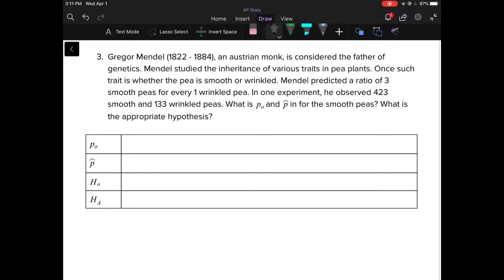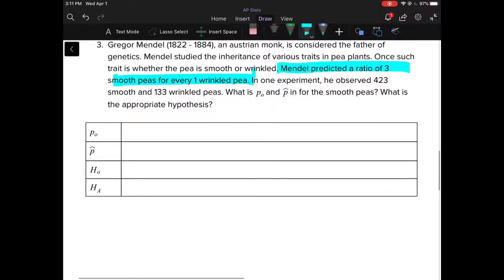So, this one's a little tricky, right? He predicted a ratio of 3 to 1. And we're going to use this prediction as our true proportion. So theoretically, and if y'all remember this from biology and using your Punnett squares, you should get 3 smooth peas to 1 wrinkled pea. So if we're doing 3 to 1, this means that in total, there's 3 smooth peas out of the 4. So our P naught is going to be 0.75. So P naught equals 0.75.